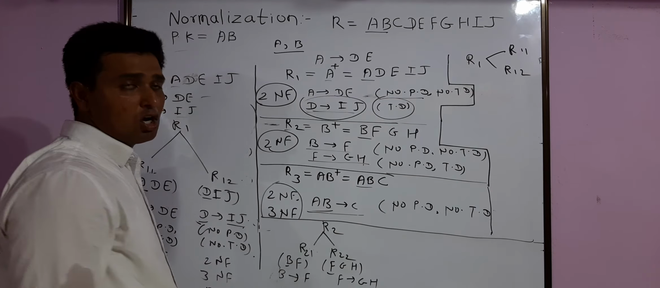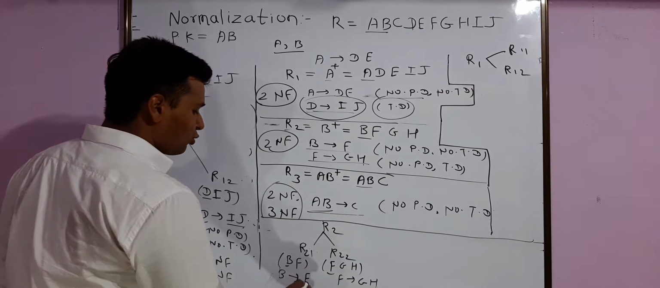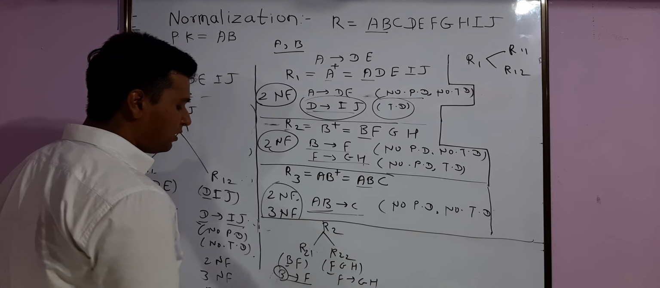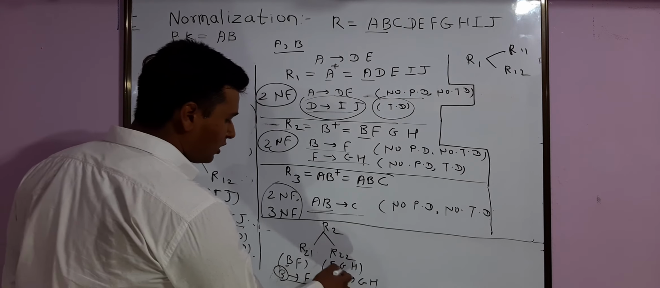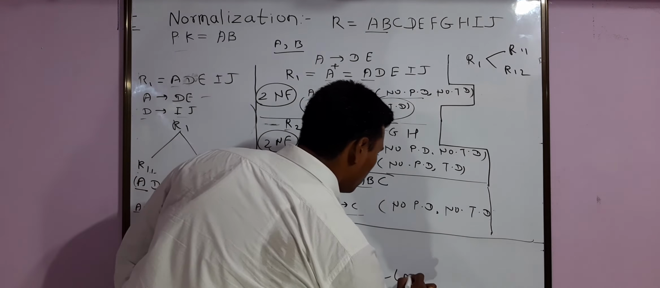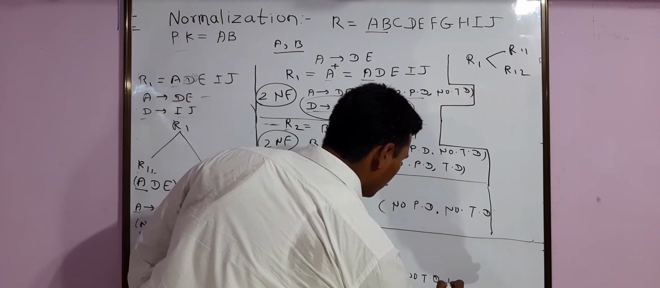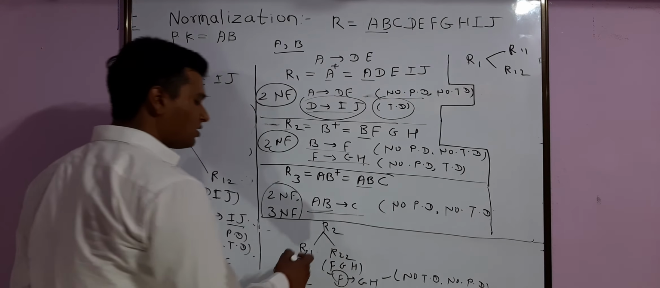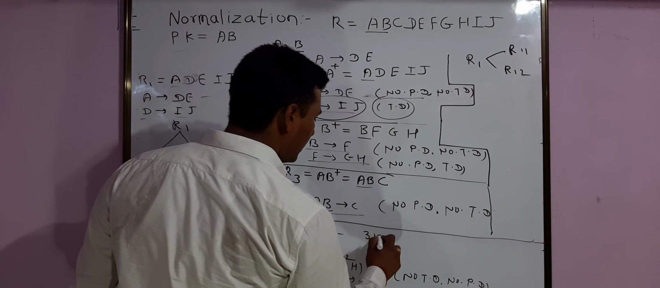For 3NF it should not have any transitive dependency. So can you get any transitive dependency? No, because it is not a non-key attribute, and it is also not a key attribute. So here no TD as well as no PD for both. No TD, no PD means what? You can say that this is in 3NF. So relations R21 and R22 are in 3NF.